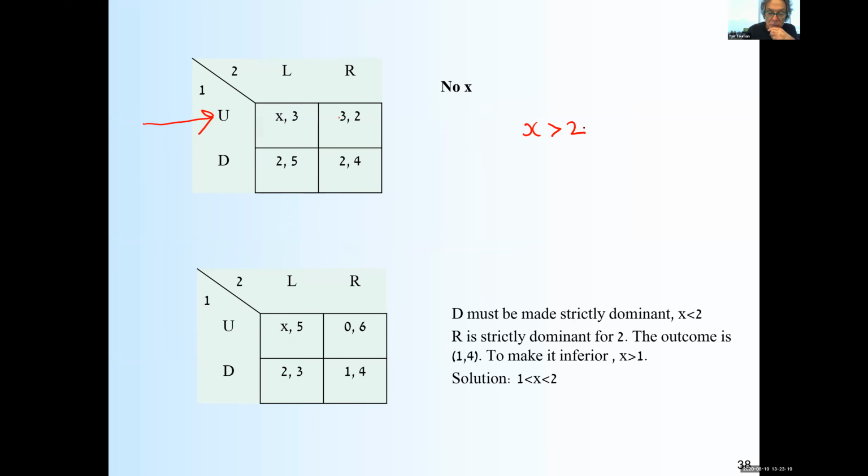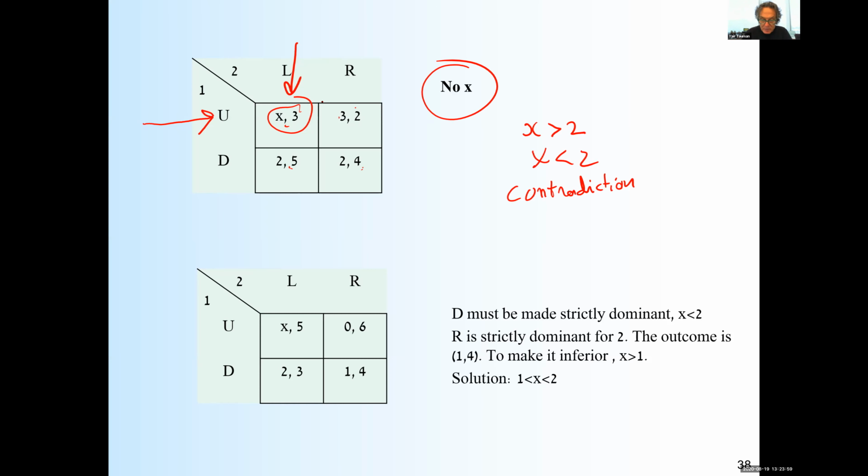Okay. Let's see about player 2. 3 is more than 2, 5 is more than 4, great. So the outcome is x and 3. It should be inferior to, it cannot be to this or to this, must be to 2 and 4. So 3 is less than 4, great. And x should be less than 2, but it cannot be that x is more than 2 and x is less than 2. Contradiction. And therefore, the answer is no x makes it a prisoner's dilemma game.